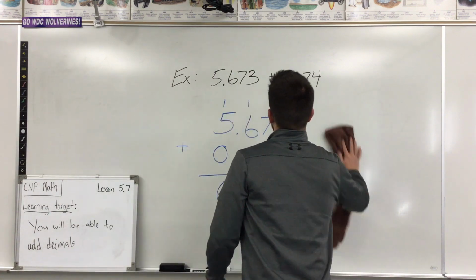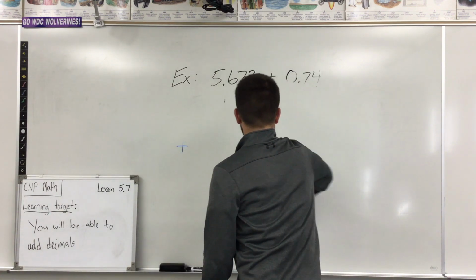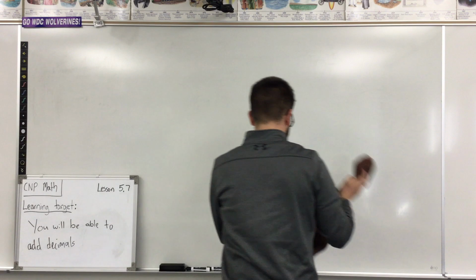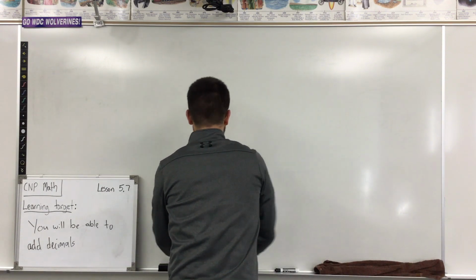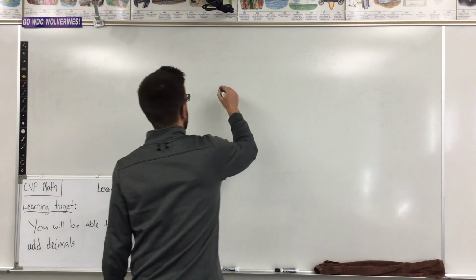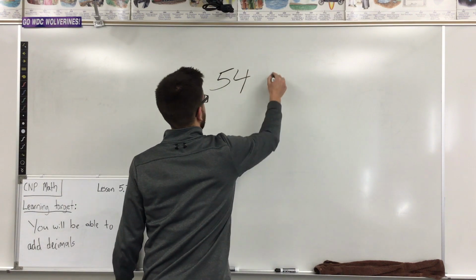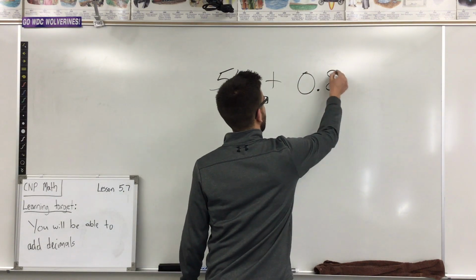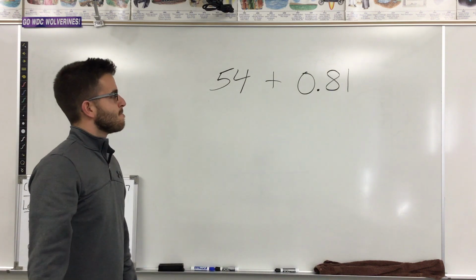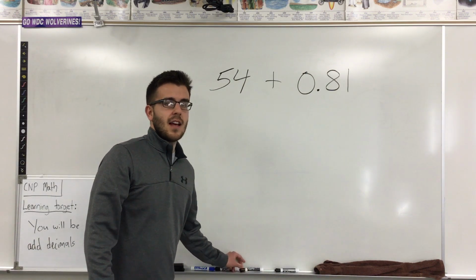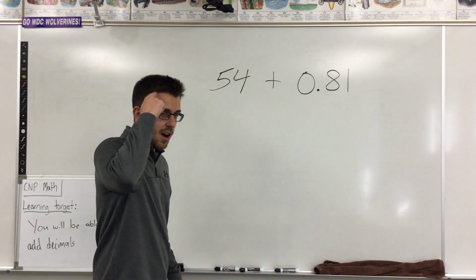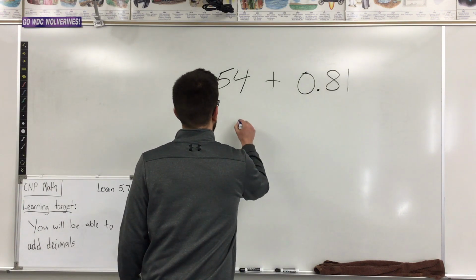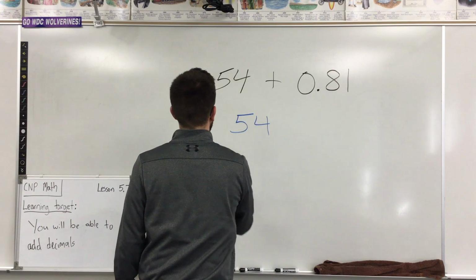All right. We'll do another example here. So we've got 54 plus 0 and 81 hundredths. Number one thing when we're adding and subtracting decimals is to line up that decimal point. Always just know that. We need to rewrite this problem vertically, straight up and down. So I'm going to write my 54 on top plus.